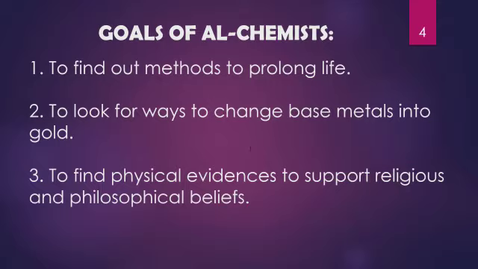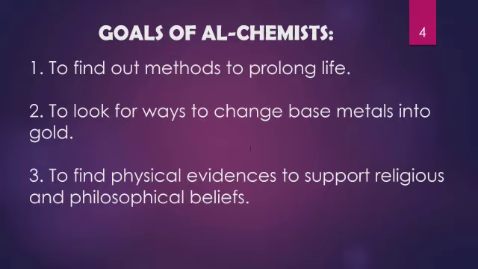Now there were some goals of alchemists. What were these goals? Look at the first one. Their first goal was to find out methods to prolong life. What does it mean? Prolong means to increase. So at that time, alchemists tried a lot to discover a method or any kind of technique or medicine by means of which one can increase one's lifespan. But they failed in doing so, as it is not possible to prolong our life.